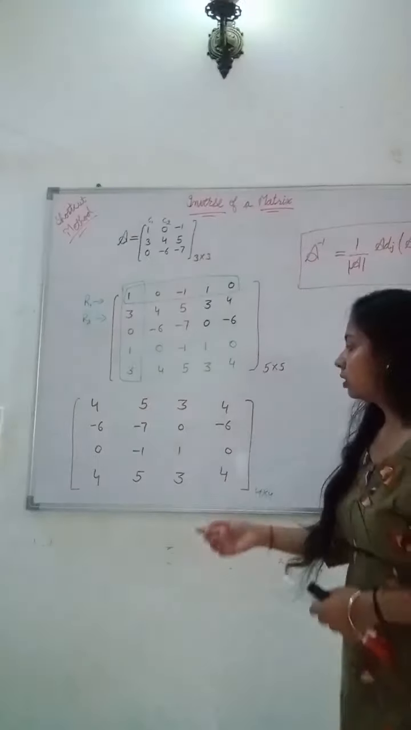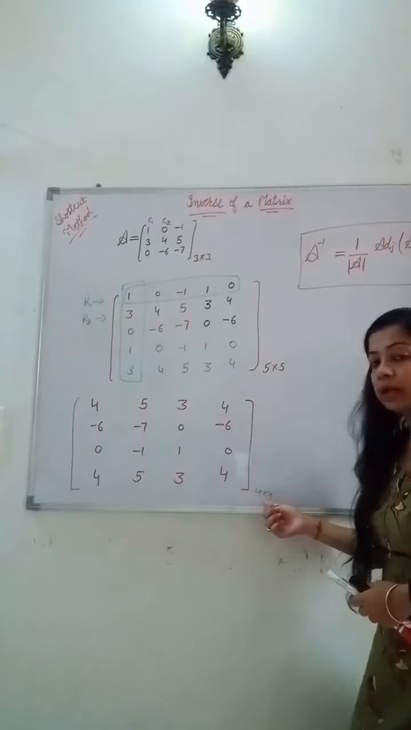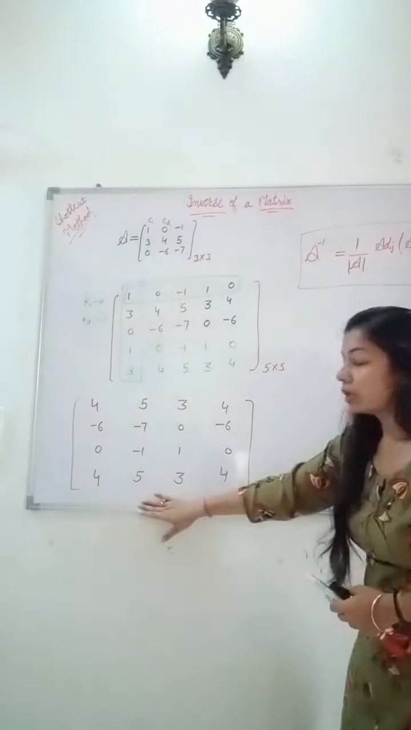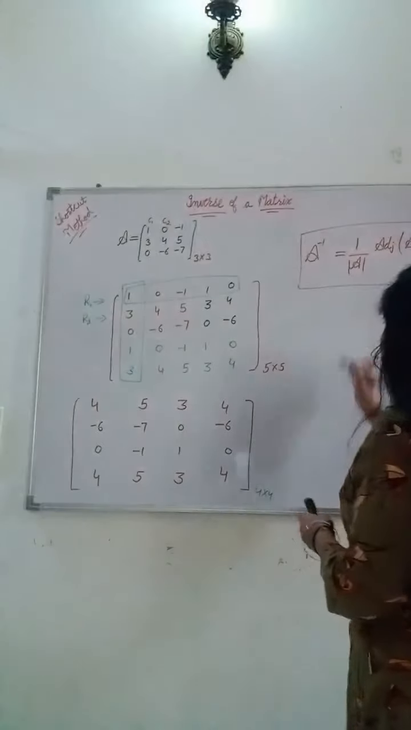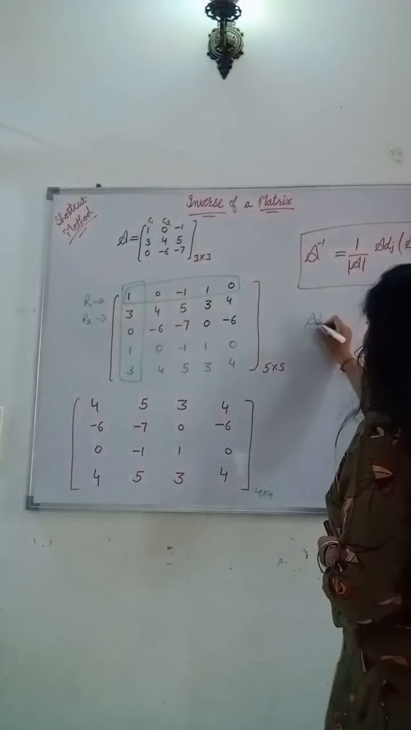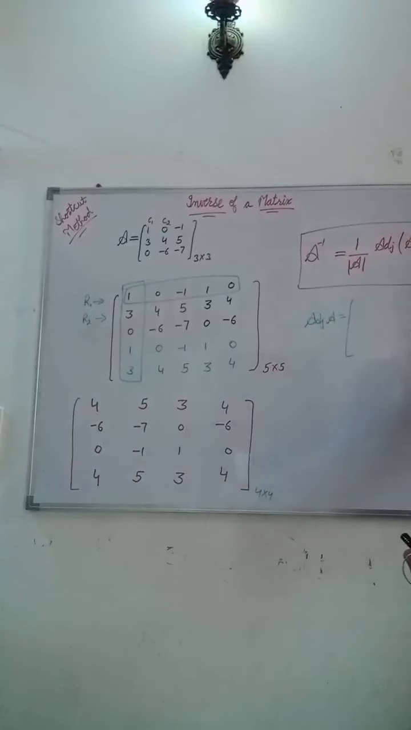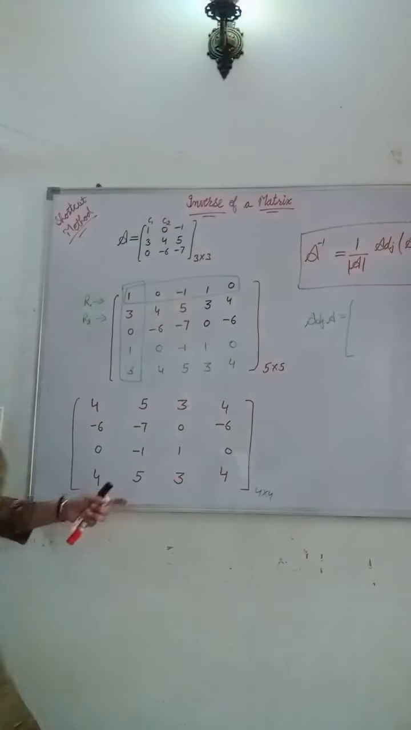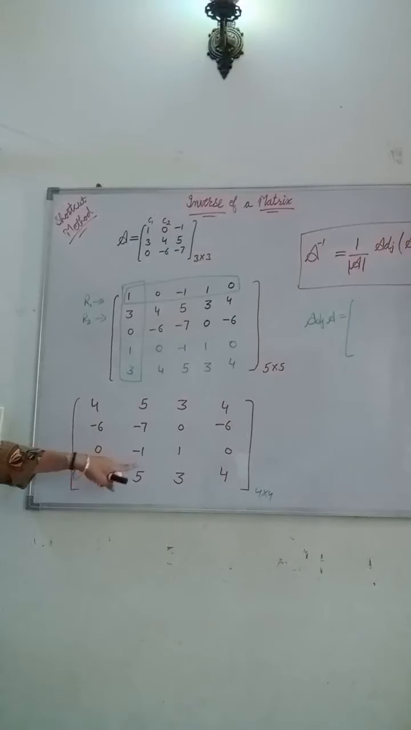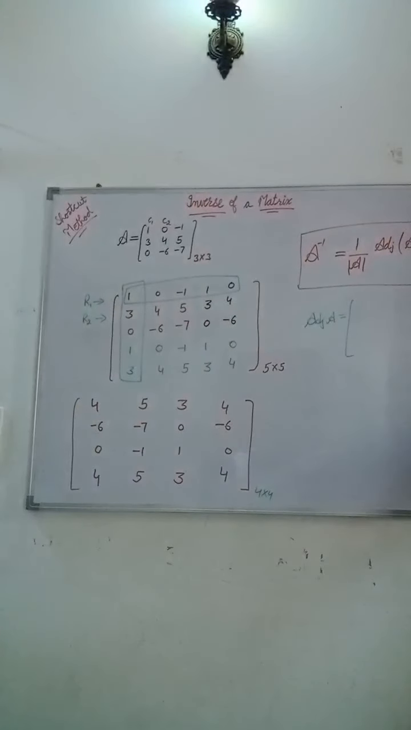Now we get a matrix which is of order 4 by 4. From this, now I am going to find the adjoint of A. Adjoint of A, that is the transpose of the cofactor matrix. So it means from this I will get cofactors for this 3 by 3 matrix. Now let us see how.